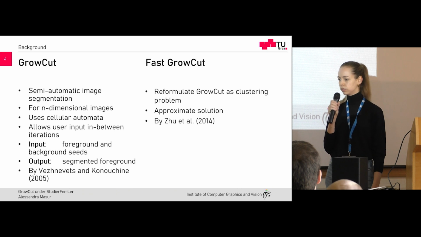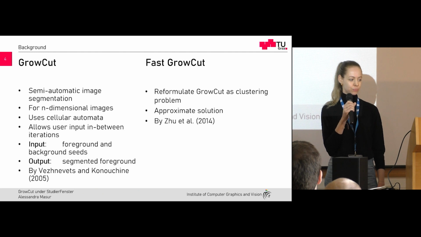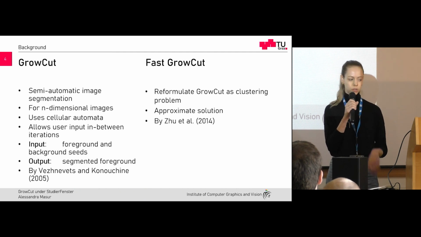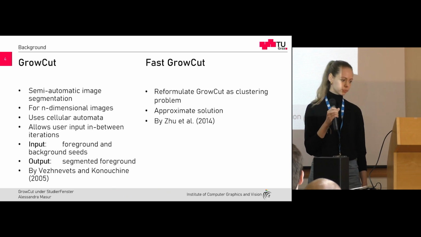And then the Fast GrowCut algorithm was also further developed. The GrowCut was further developed into the Fast GrowCut. There, the GrowCut algorithm was reformulated as a clustering problem, and for this, an approximation solution can be made, which made the computation much faster, as the name indicates.